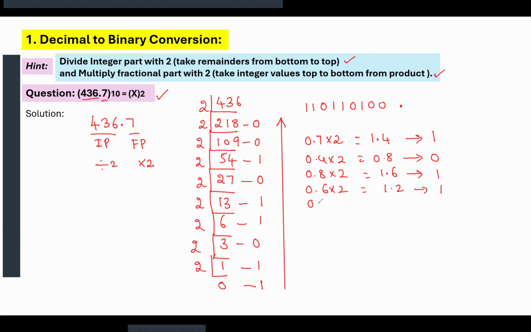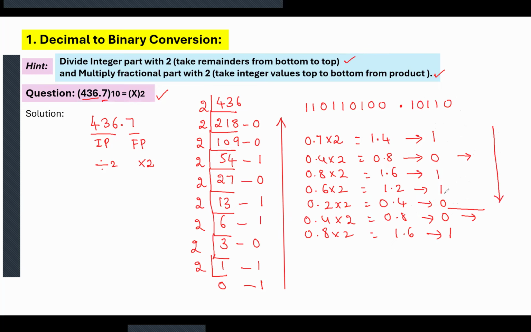This is 1. Next 0.2 into 2 which is equal to 0.4. This is 0. Similarly 0.4 into 2 which is equal to 0.8. This is 0. Again 0.8 into 2 which is equal to 1.6. This is 1. You can see here it is 0.8. This is also 0.8. The same product is repeated. That's why we should stop the process of multiplication at this place. For fractional part, we should take the binary values from top to bottom: 10110. Okay. This is the required binary number.